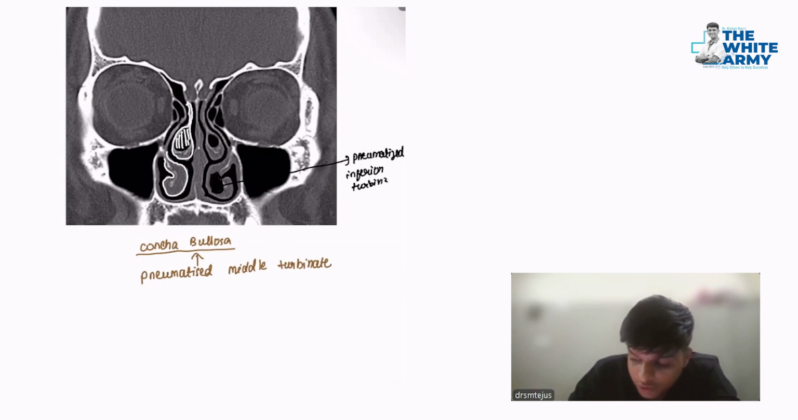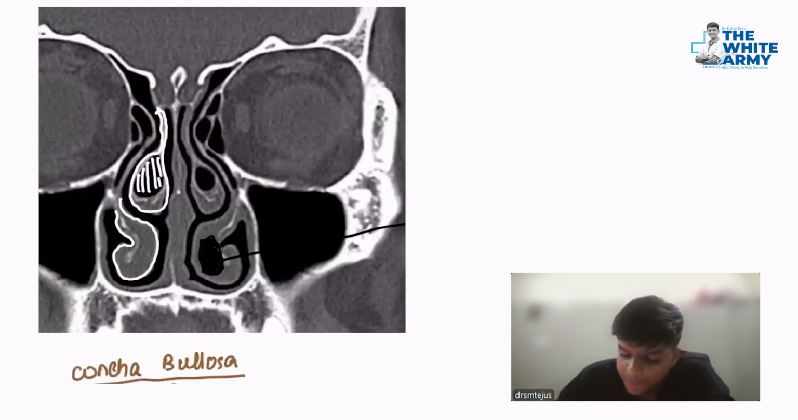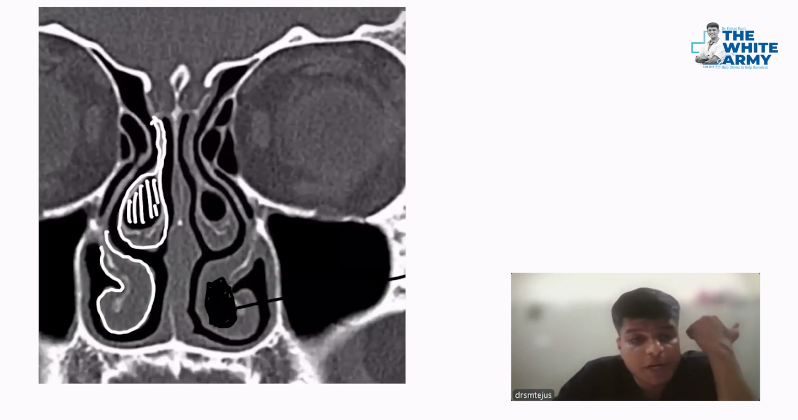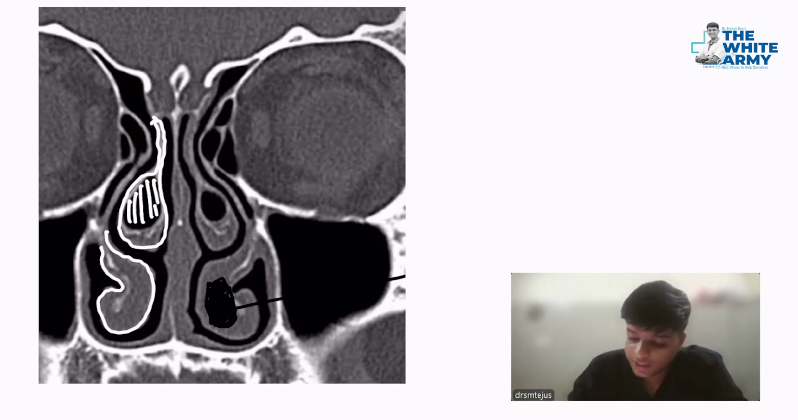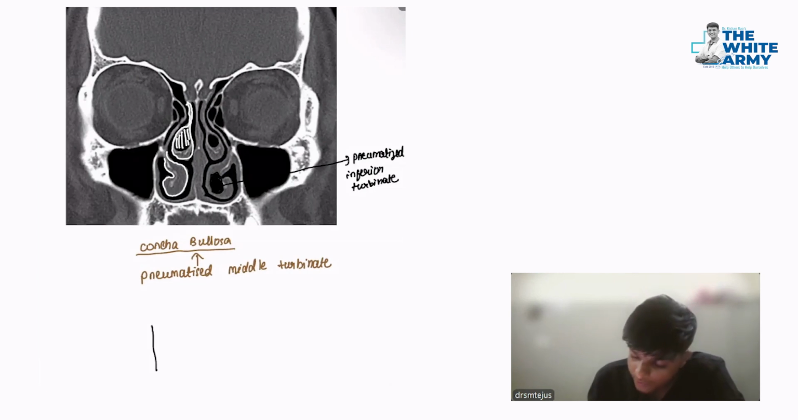Same thing with the superior turbinate. In this cut, it is so anterior that the superior turbinate is not seen yet. Superior turbinate starts a little further back. Like we already discussed, the turbinates are arranged in this fashion. If I'm seeing the nose laterally, this will be your inferior turbinate.